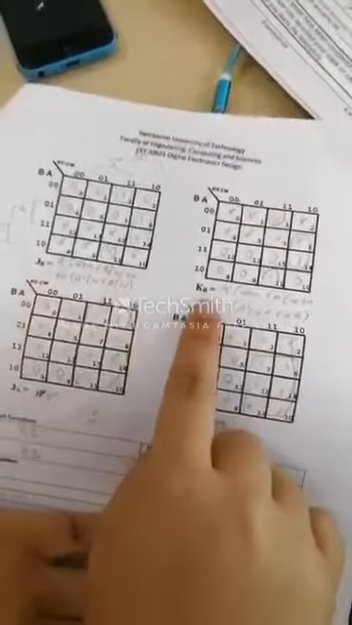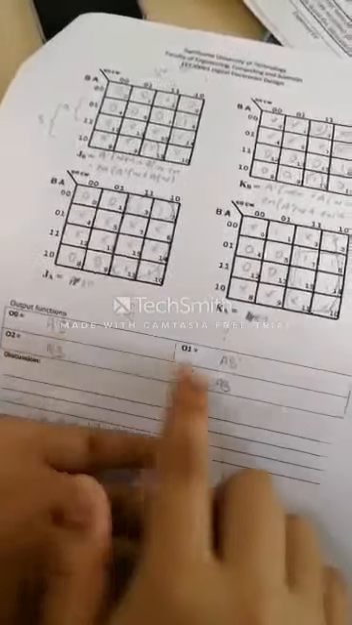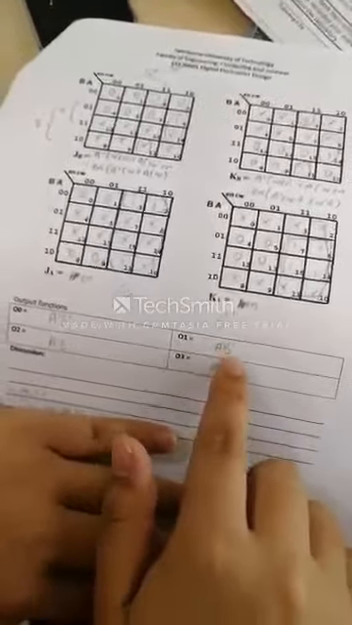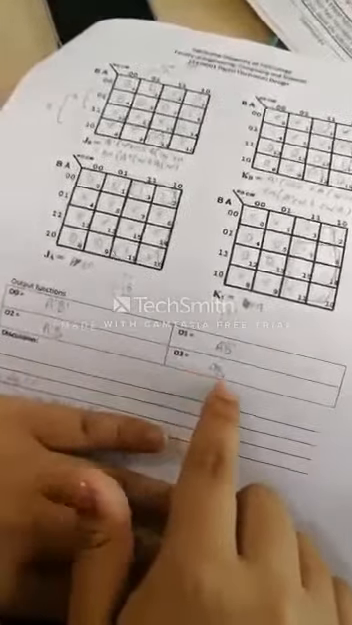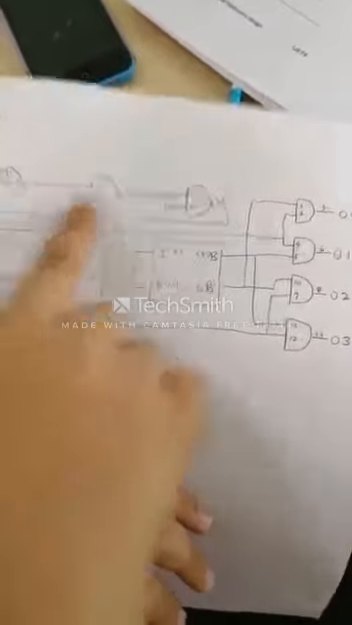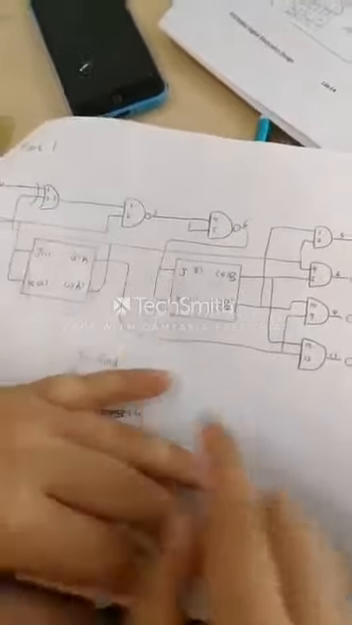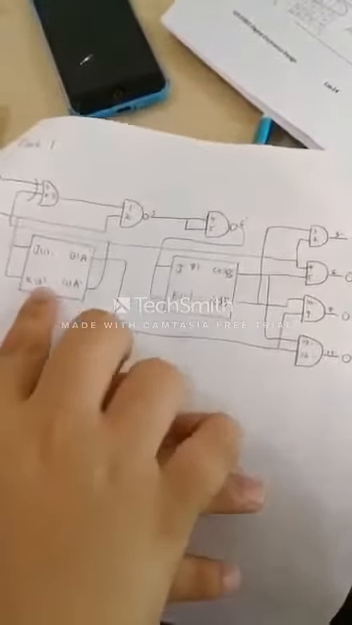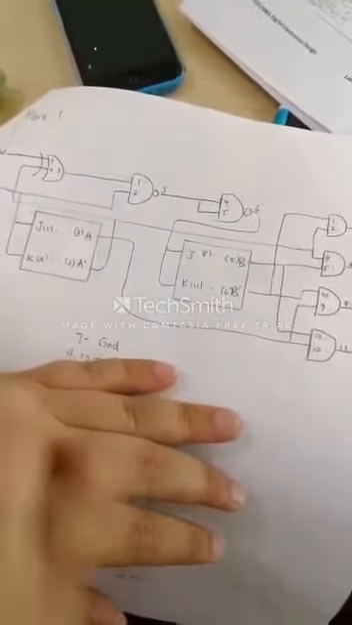So this is the table for JB, KB, JA, and KA. Overall, the outputs will be: 0, 0 is A prime, B prime; 0, 1 is A prime, B; 0, 2 is A, B prime; and the last one, 0, 3, is A, B. So we will be using NAND gates, AND gates, and NOT gates, and also the HC1077 to build this motor stepping machine.